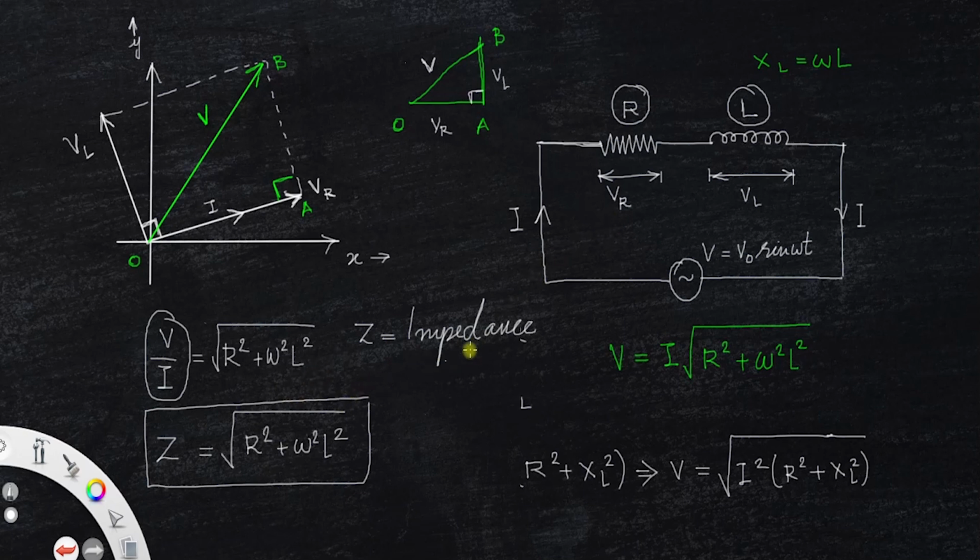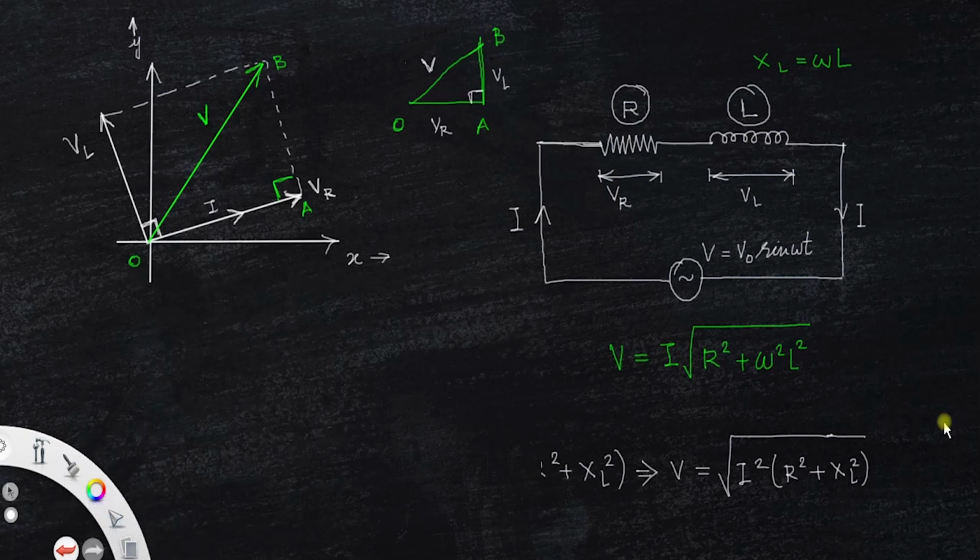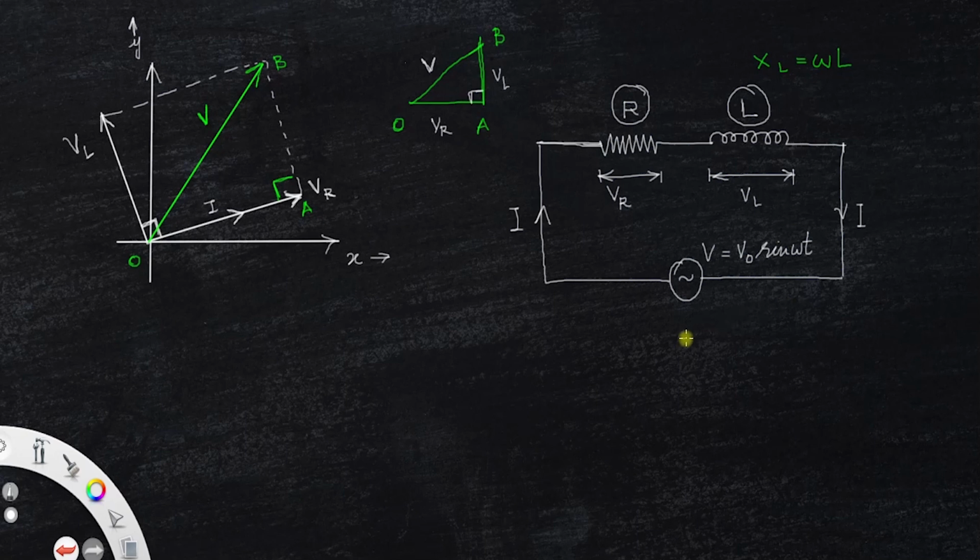Depending upon the circuit, the factor which gives the impedance varies. For example, if we have a capacitor here, the impedance is offered by the resistance and the capacitor. Now we can call this the impedance offered by the series combination of resistance and inductor. Clear? So we derive the value of impedance. We have Z is equal to root of R square plus omega square L square.